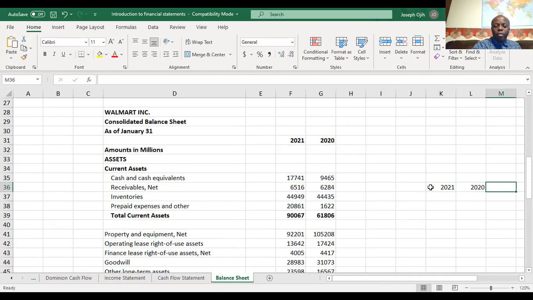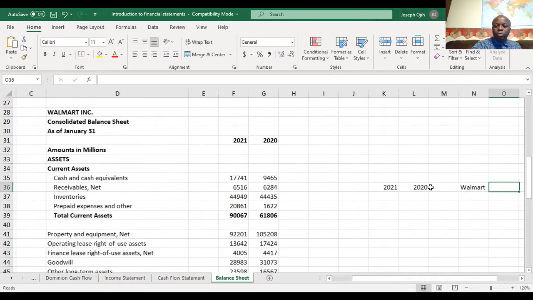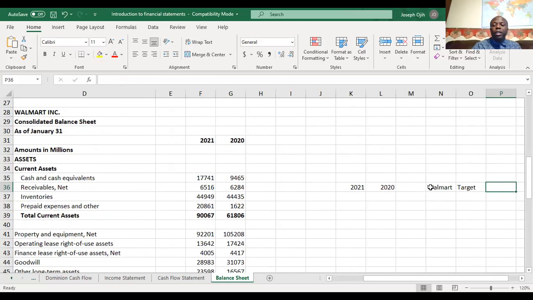Then I'm going to compare Walmart with 2 other companies. I'm going to put Walmart, and I'm going to do Target. And I'm going to pick a company that is not in the same industry, because Walmart and Target are in the same industry. So I'm going to put something like, let's say, Ford, a different industry.